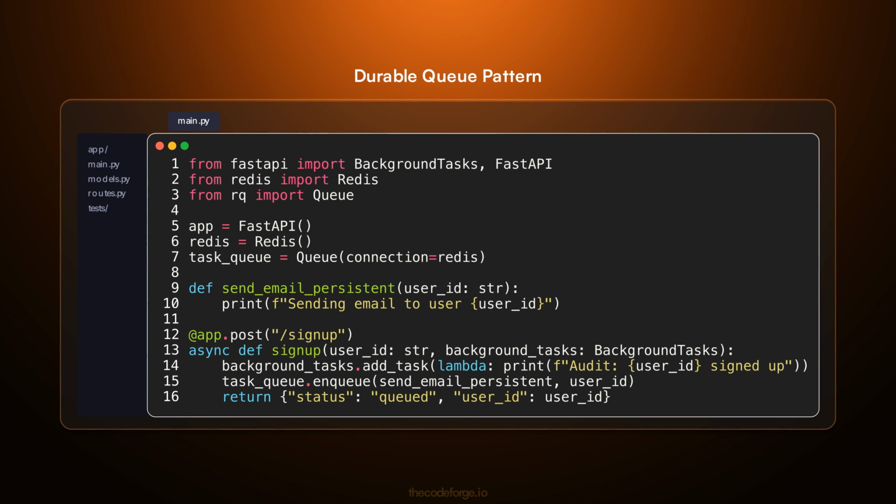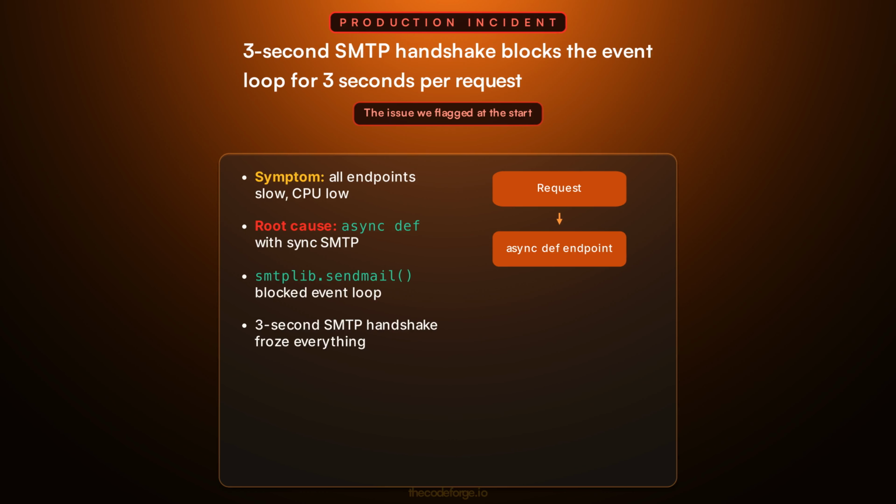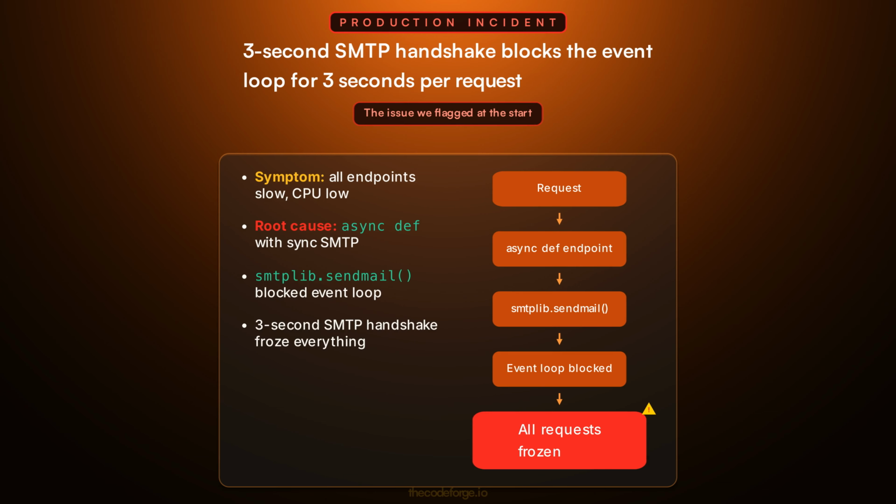Here, background tasks handles disposable logging, while RQ enqueues the email for a separate worker. The API returns immediately, and the email survives server restarts. This is the same issue we highlighted at the start. Here's exactly why that happened.